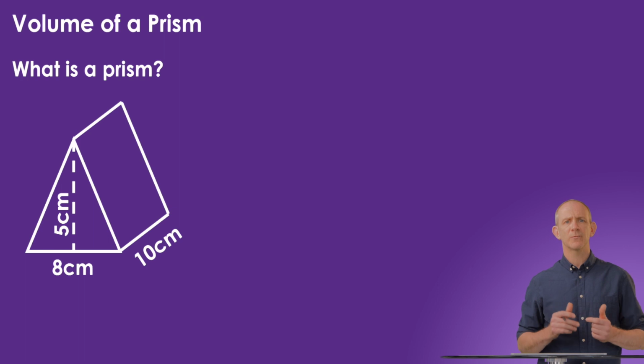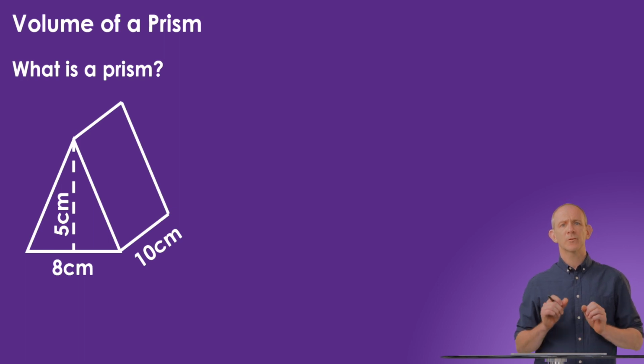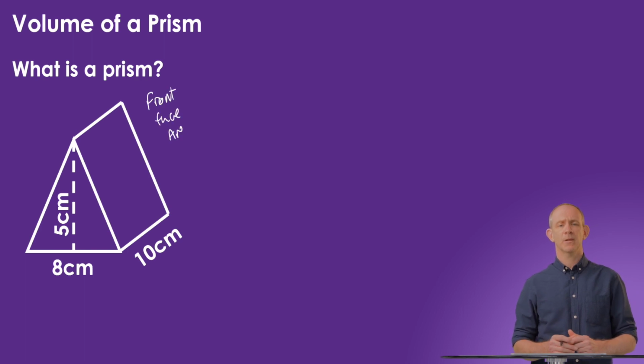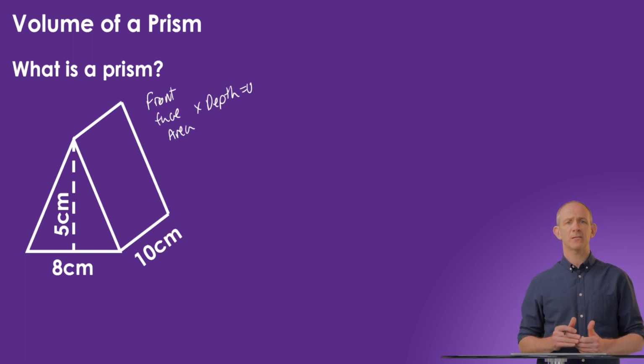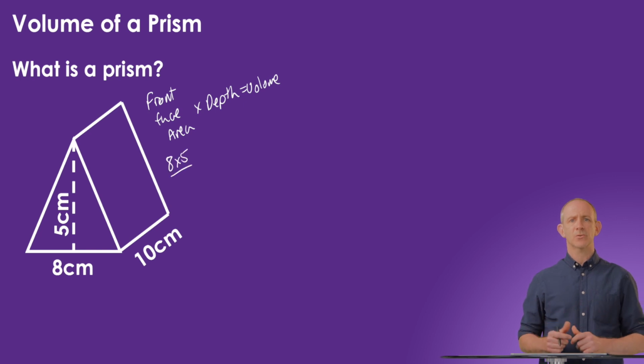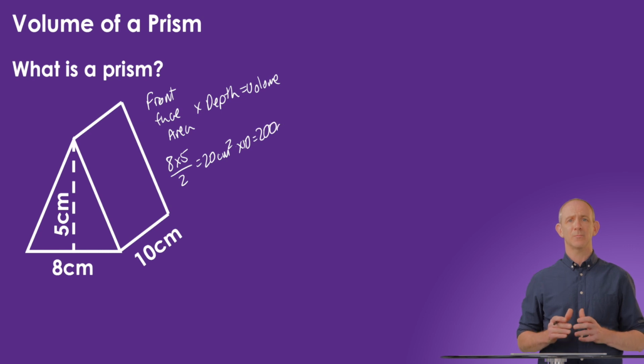In order to calculate the volume of any prism, we must first find the area of that front face, as that's going to be the length and height of it. Then multiply it by the depth of the prism. In this case, it's base times height divided by 2, as it's a triangle. 8 times 5 divided by 2 would give us 20 centimeters squared, times by 10 gives us the volume of 200 centimeters cubed.